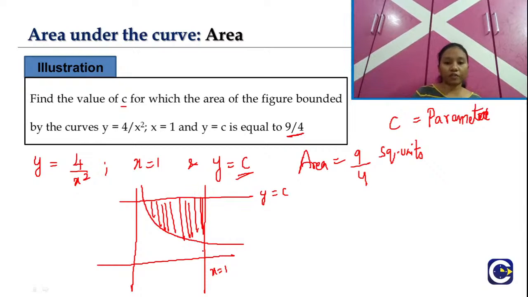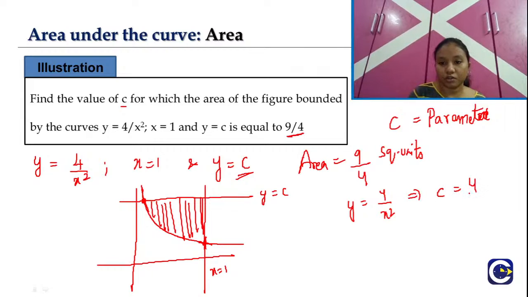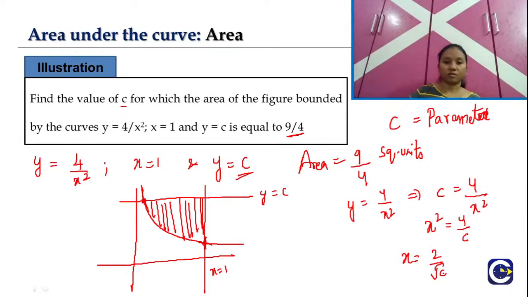So to get that, this is x, this point is where x equal to 1. So if we could get what is the x point here, this is the intersection of our curve, that is y equal to 4 by x square, and y equal to c. Right, so in place of y, we can substitute c, that is c equals 4 by x square. So x square is equal to 4 by c. Right, so x will be equal to 2 by root c. Yes or no? So this point is nothing but our intersection point, which is 2 by root c.